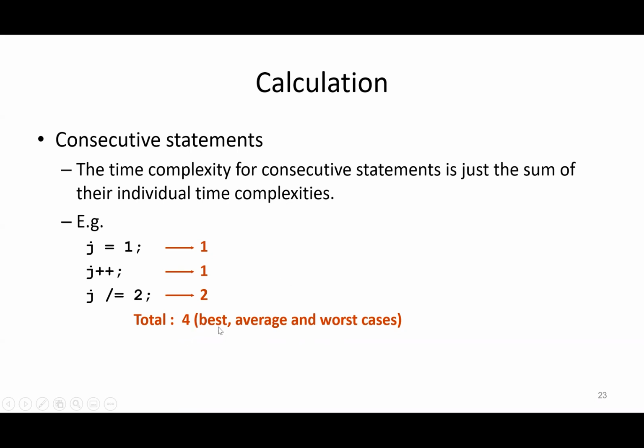So this 4 here, for best case, average case, and worst case, it is also 4. Remember just now I told you what is best, worst, and average. In these 3 statements, do we really have a best, average, and worst? We don't really, because no matter what, we have to execute these 3 statements. So your best, worst, and average will be the same. That's why it's 4.